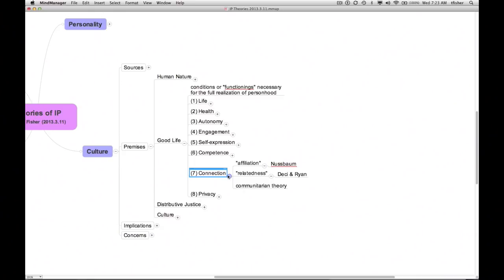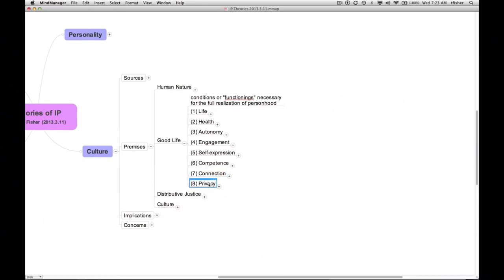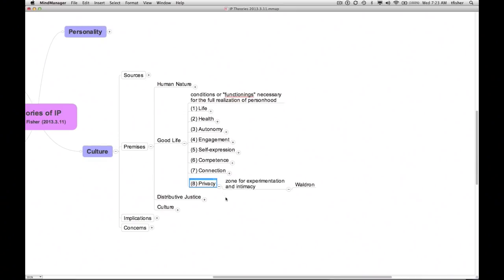Finally, privacy. On this issue, like self-expression, the cultural approach of copyright overlaps with the personality theory. Both invite attention to the fundamental human need for relief from the crowd, access to settings conducive to experimentation and intimacy.